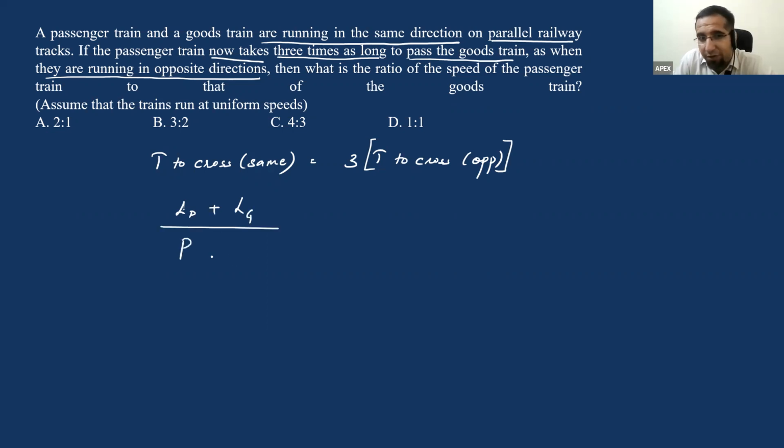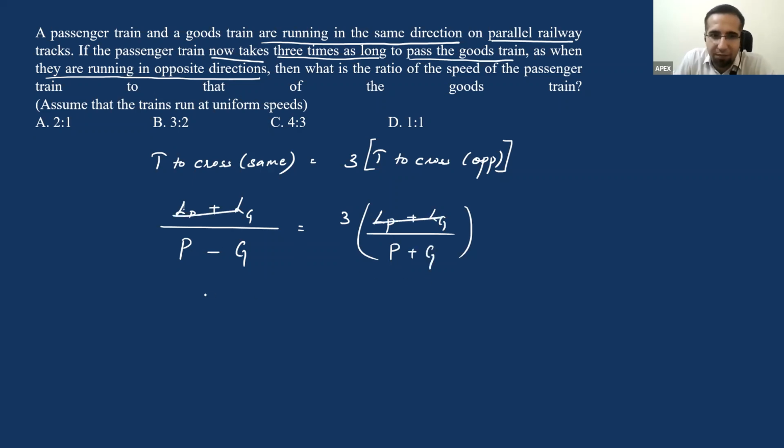So, speed of passenger train minus speed of goods train is equal to 3 times of, again, length of passenger train plus length of goods train divided by P plus G. So LP plus LG, LP plus LG gets cancelled. When you cross multiply, we get P plus G is equal to 3P minus 3G. Clear? Eventually we get 2P is equal to 4G.